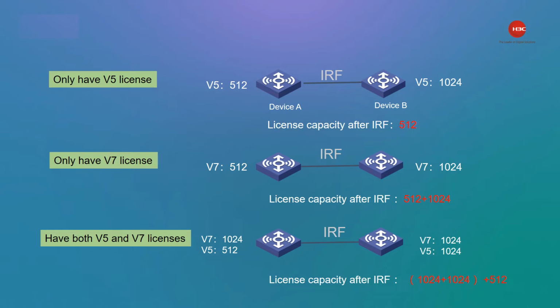When the device A and device B have both V5 and V7 license, assuming that the V7 license capacity of device A is 1024, the V5 license capacity is 512, and the V7 and V5 license capacity of device B are both 1024. Then, after forming an IRF, the license capacity of device A and device B is the minimum value between the two V5 licenses, plus the sum of the two devices' V7 license. That is 1024 plus 1024 plus 512.